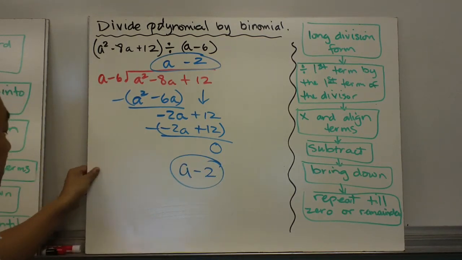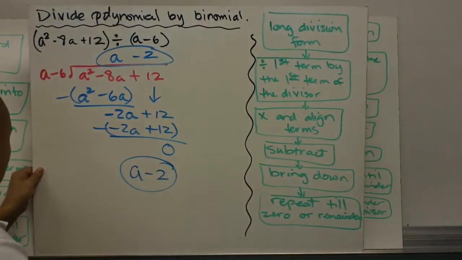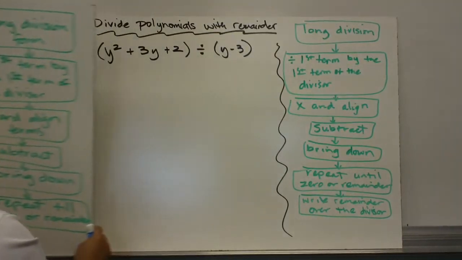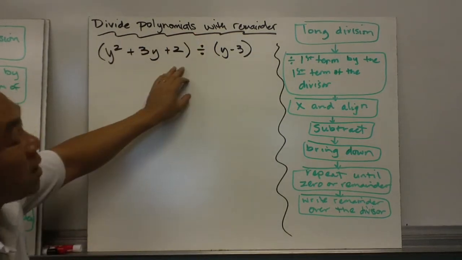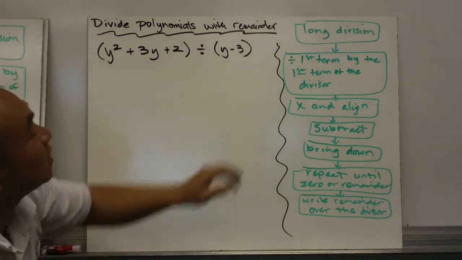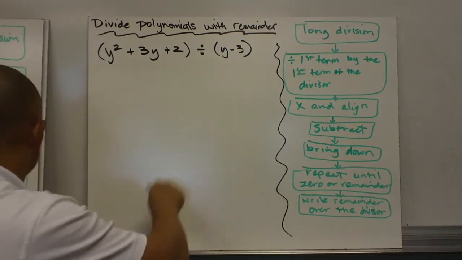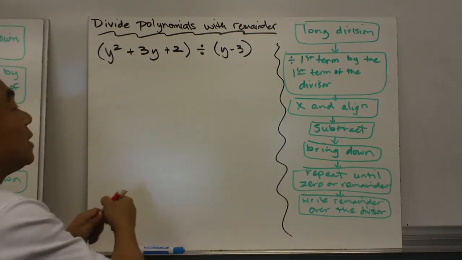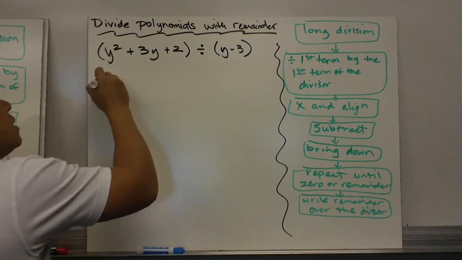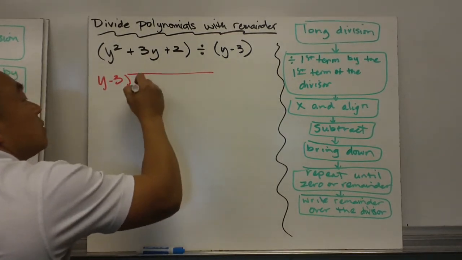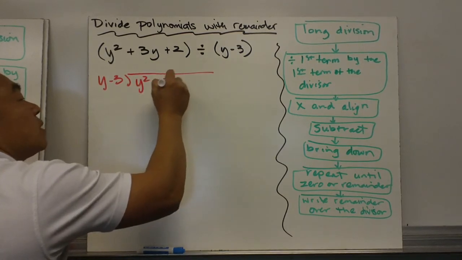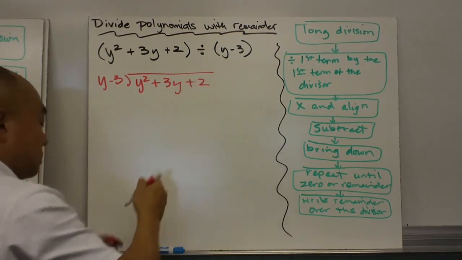Alright, let's try another one. This time let's try one with a remainder. And this one is, again, dividing a quadratic divided by a binomial. And let's go ahead and set this up. We now have y minus 3. Divide that by y to the second power plus 3y plus 2.